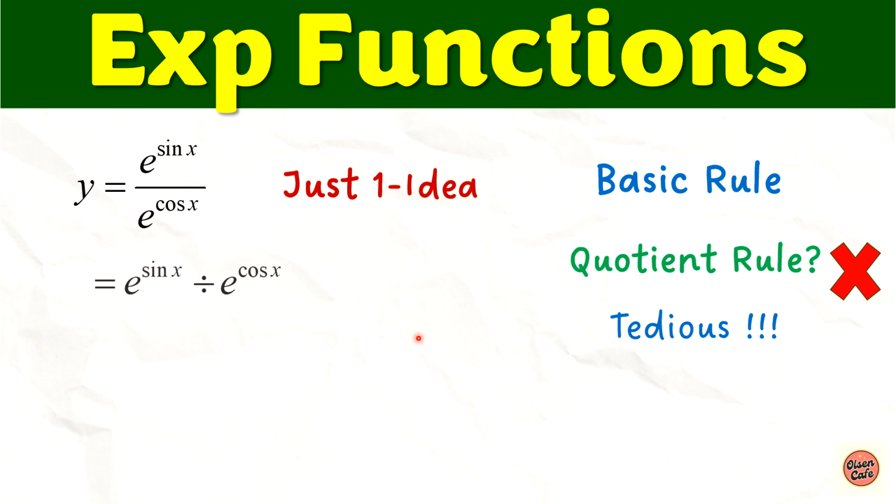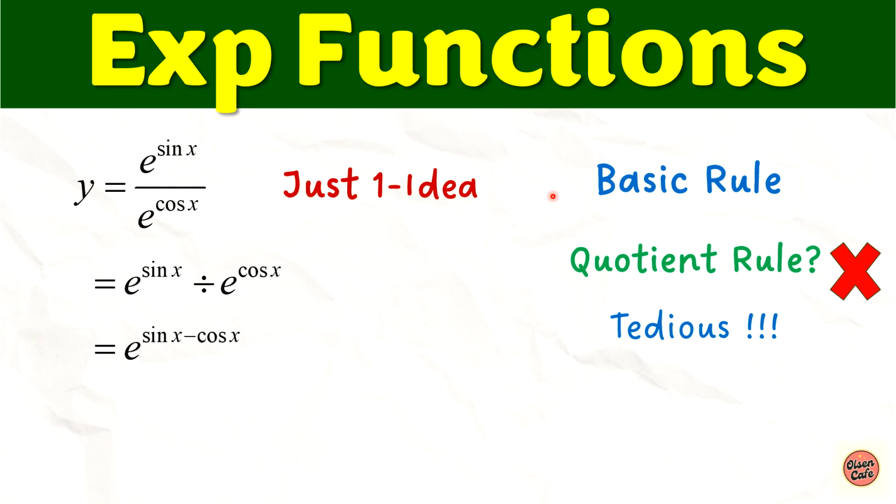I'm going to rewrite this function as e to the power of sine x divided by e to the power of cosine x. Now, if you are familiar with the laws of indices, since both functions have the same base, I can simply use law number 2. I can rewrite this as e to the power of sine x minus cosine x. So now I have an exponential function with an index.